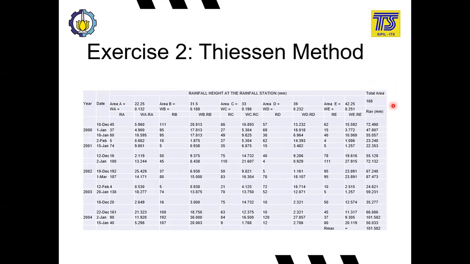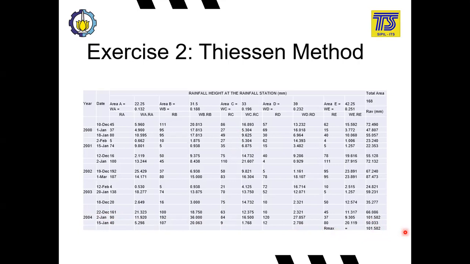total area. And then after that, we multiply the weighting factor with the rainfall height. And after we multiply it, we total it with the other amount from other stations. And then here we have the average of rainfall. After we got the average of rainfall on each date, we can see the maximum of the average rainfall, R max, is this big, 101.582. This happened on the date of 2nd January in 2004.